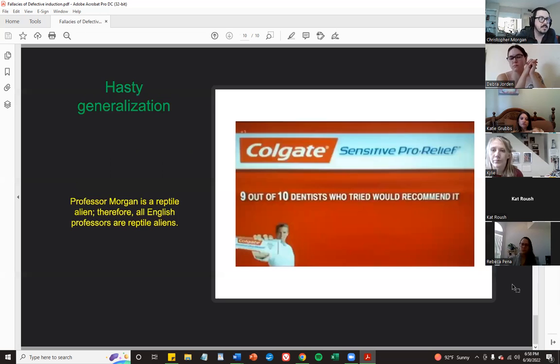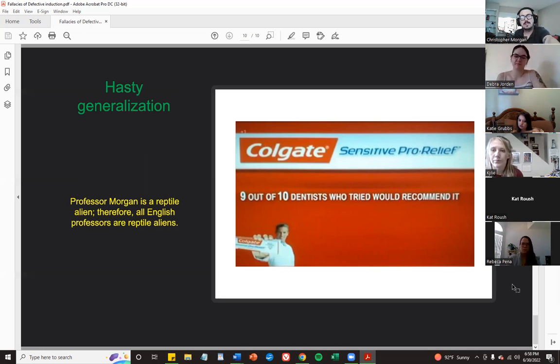So if you look at some examples of this, Professor Morgan is a reptile alien, therefore all English professors must be reptile aliens, right? Just because I'm a reptile alien, it doesn't mean that every English professor is a reptile alien. But I like this Colgate one in particular because 9 out of 10 dentists who tried it would recommend it.